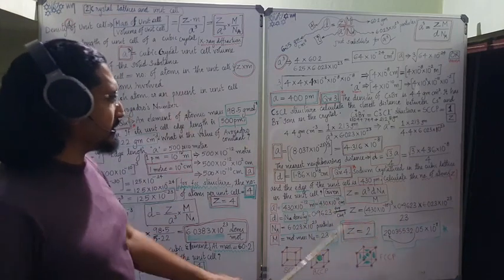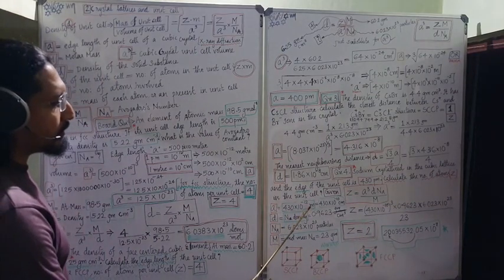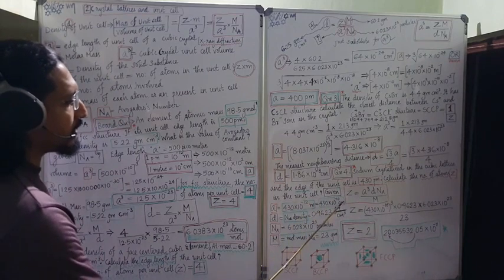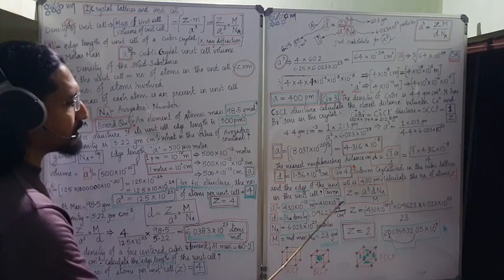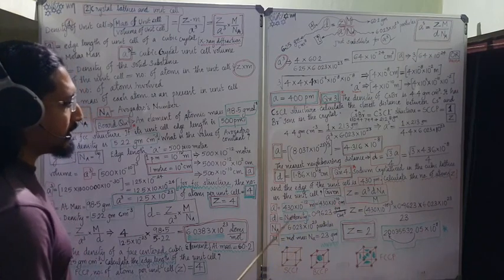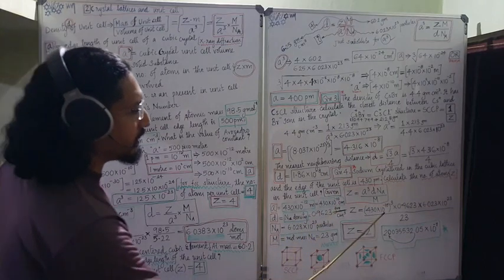Please just practice. 430 into 10 raised to minus 12 meter is equal to 430 into 10 raised to minus 10 centimeter, because 1 meter consists of 100 centimeters, so 10 raised to 2 is multiplied. Then minus 12 plus 2 is 10 raised to minus 10. That's enough. 430 into 10 raised to minus 10 centimeters is the value which we take.